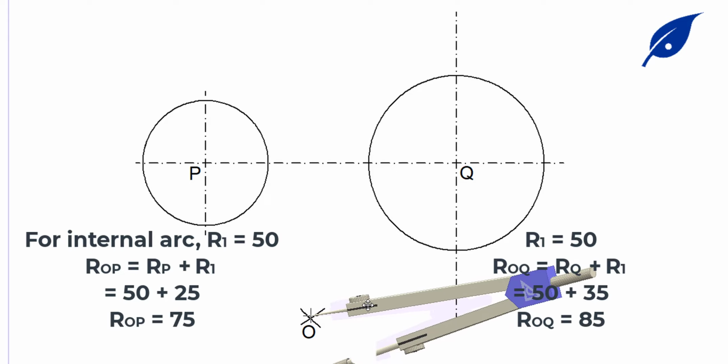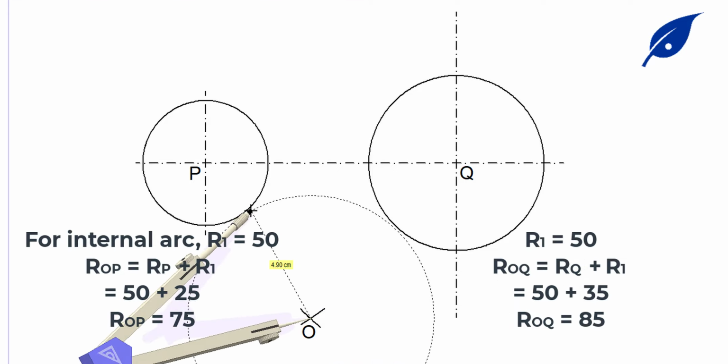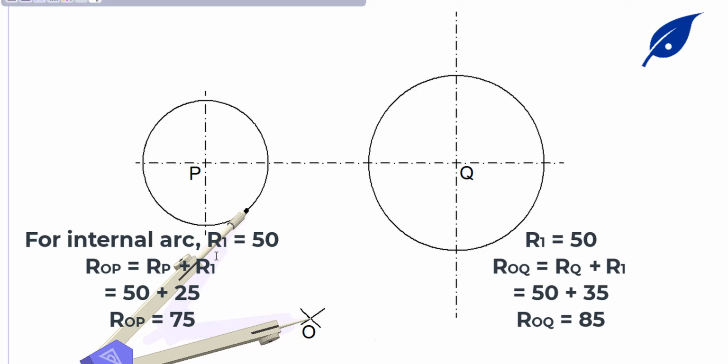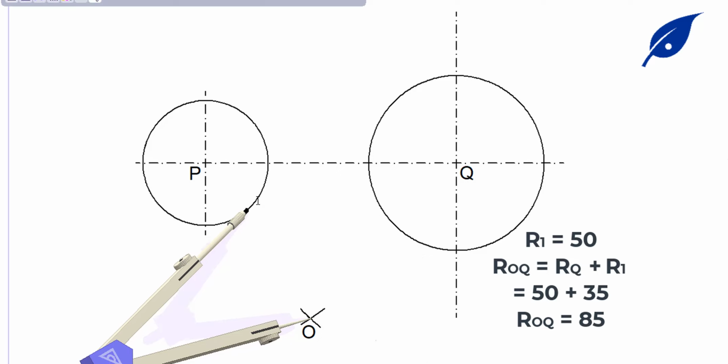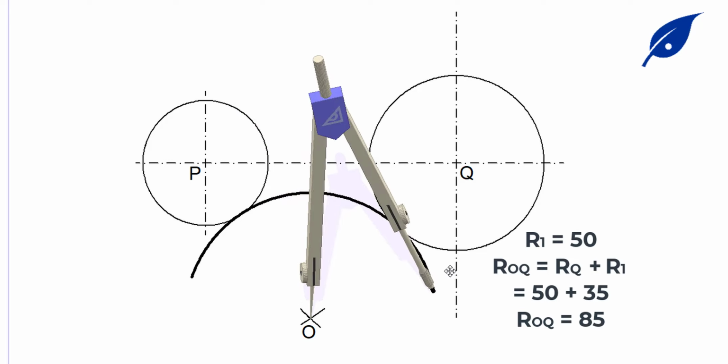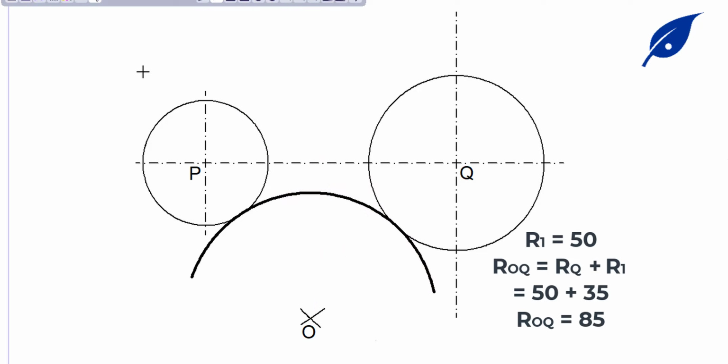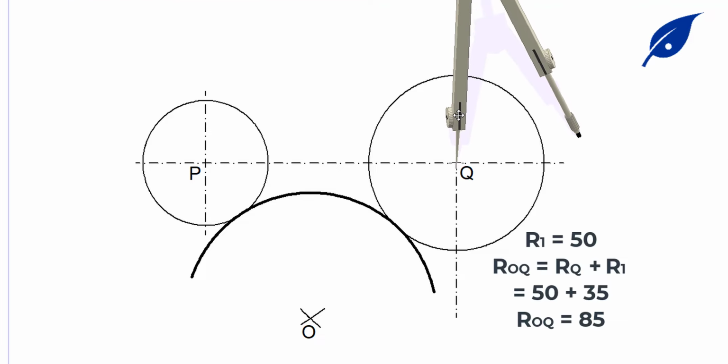Once we get this, we take the radius 50, then we describe it so that it will meet the two circles in this way. And we have the required arc. If you want to do it the other way, you go in the opposite direction.